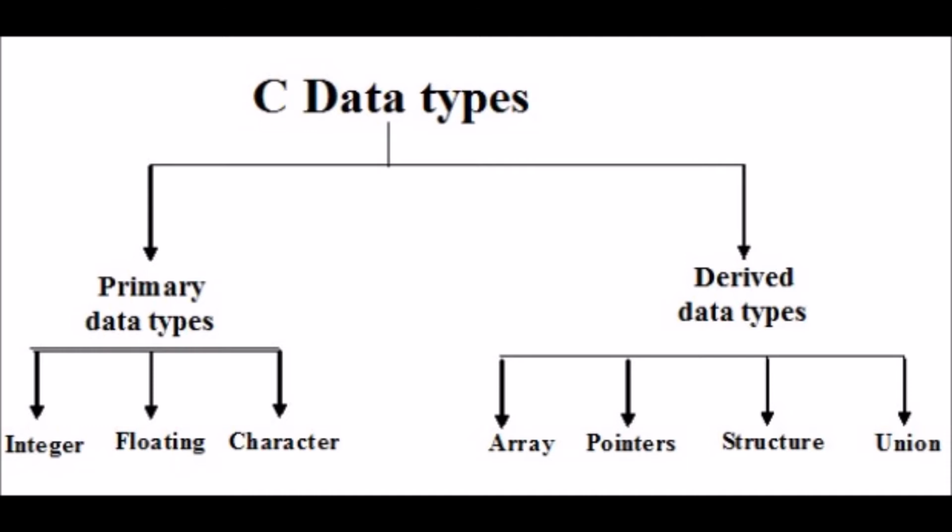So let's talk about the integer data type. The integer data type can store numbers, but it cannot store numbers which have decimal points. It can only store pure integer values. That means it can store positive, negative or 0, but it cannot store any data that contains a decimal point in it.